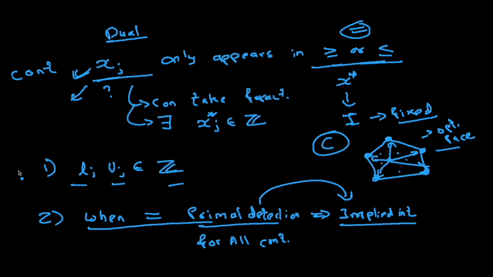So we have to check two things. One is whether it only appears in these inequality constraints. If it appears in at least one equality constraint, then we just go back to the primal detection method. If it only appears in inequality constraints, then two things: one, we check that their bounds are integer. And second, we check that when each of them individually is treated as an equality constraint, the primal detection method implies that this variable is implied integer. And this has to happen for all of these constraints. Okay, in that case, we can mark this one also as an implied integer variable. So this was the implied integer variable.